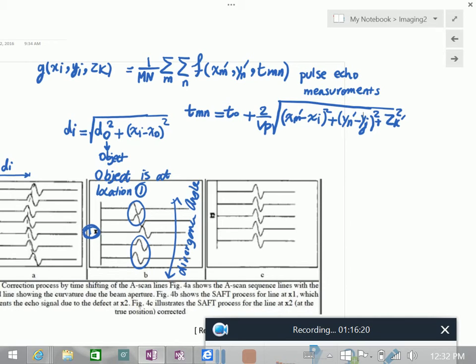So this time is just this correction from the distance. Instead of using distance, you use time, and you have 2, because it goes and comes back. We stop here, but we talk about this. We start from here next time.